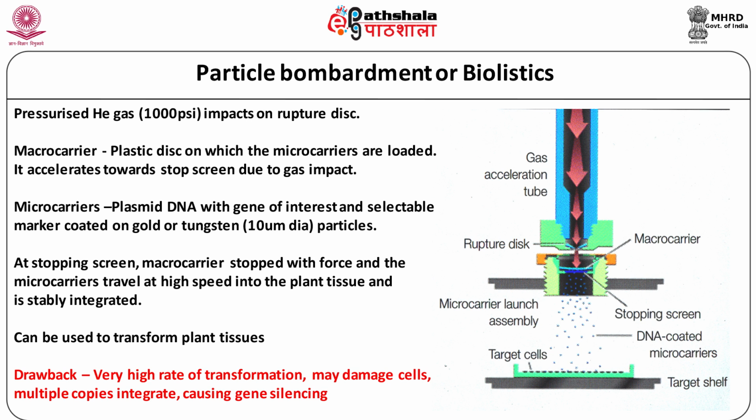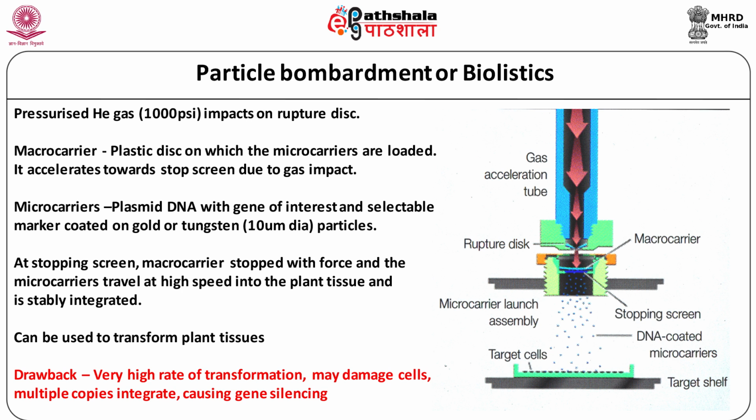In this, the gene of interest cloned in a plasmid along with a selectable marker is bombarded on the plant tissue with great force generated by acceleration of helium gas in a vacuum tube. The plasmids are coated onto microcarriers which are gold or tungsten particles of 10 micrometer diameter. The helium gas first strikes a macrocarrier on which the microcarriers are loaded and moves it with high speed, causing it to impact a stop screen.